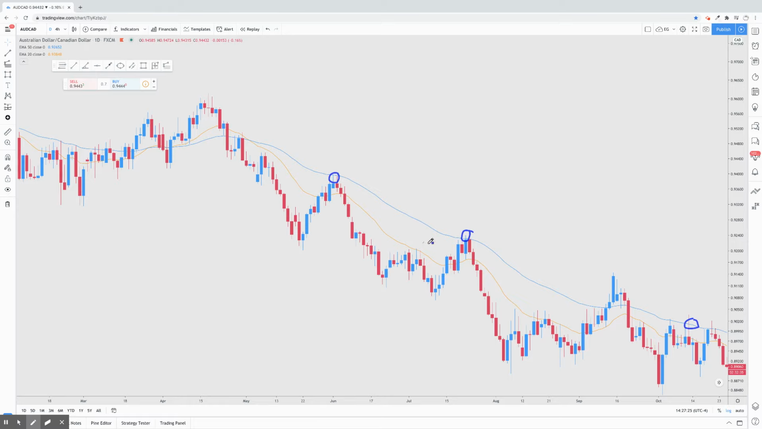Okay, so we can look for entry again. I'll just give you an example of how I would approach this one here. Okay, so I would wait for price to approach this area, approach this line. And as it's doing that, I'm looking for rejection. I'm not going to look for rejection on the daily. I'm going to look for it on the lower time frame.